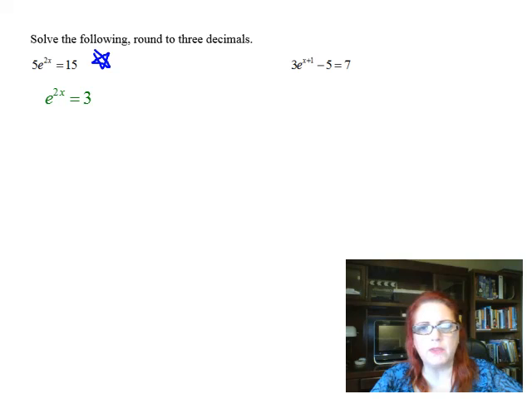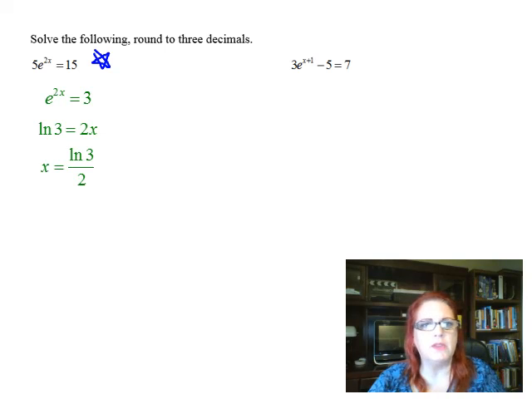Now I can rewrite this as a logarithmic equation. So I'm going to have log base e, but remember log base e is the same thing as the natural log. So the natural log of 3 is equal to 2x. X is still not by itself, so one last thing I need to do is to divide each side of the equation by 2. So I divide each side of the equation and I get x is equal to the natural log of 3 divided by 2.